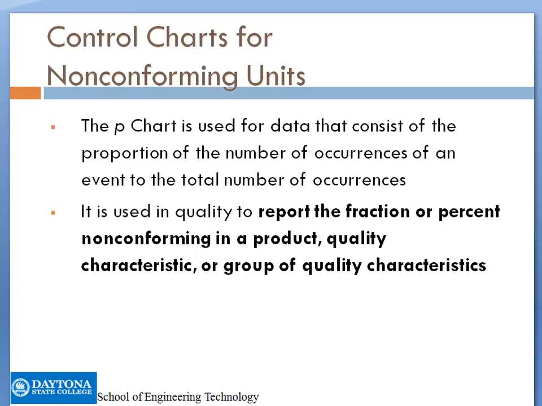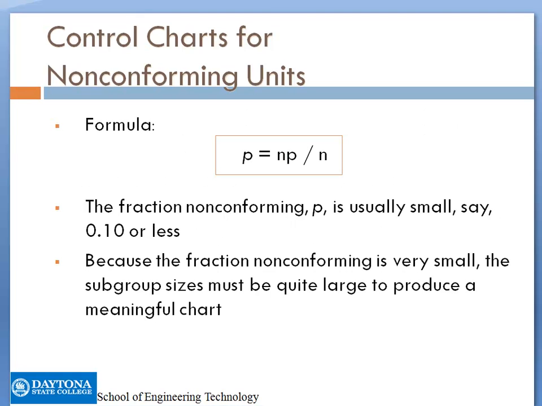So let's start with the P chart. The P chart is used for data that consists of the proportion of the number of occurrences of an event to the total number of occurrences. This type of chart is used in quality to report the fraction or percent nonconformity in a product, quality characteristic, or group of quality characteristics. The formula used is P equal to NP divided by N, where NP is the number nonconforming in the sample or subgroup, and N is the number in the sample or subgroup.